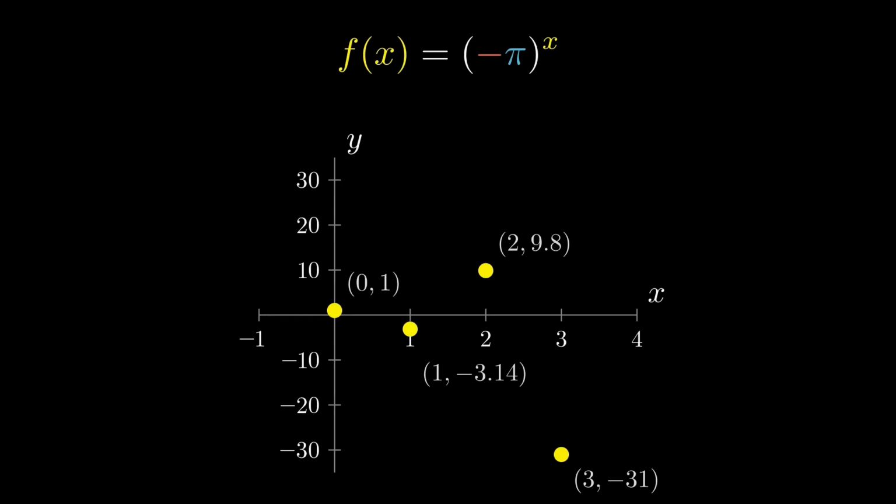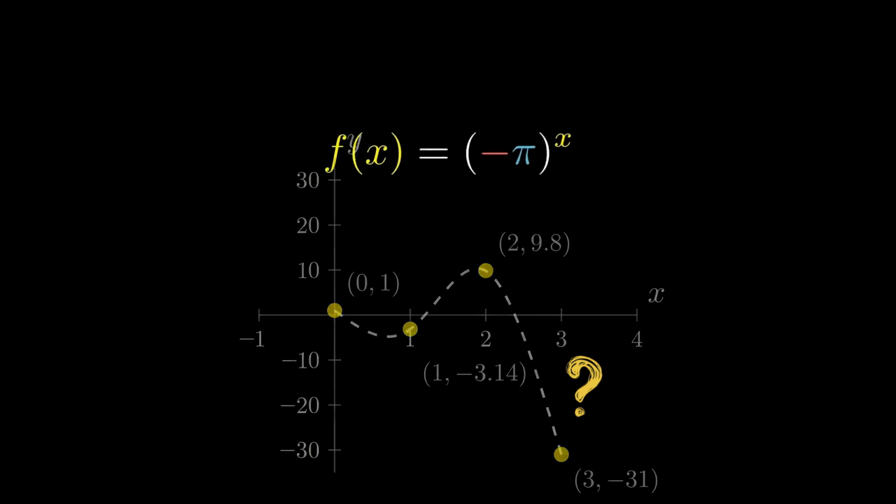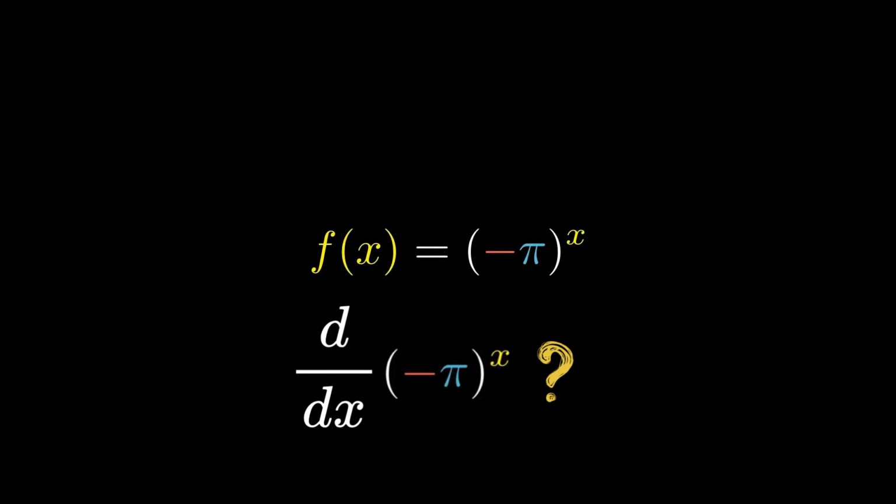Here, negative pi raised to x doesn't form a normal real curve. Only the integer x values show real outputs. The dashed path is just a guess. The real behavior is hiding in the complex plane. So what curve connects those dots? And if this function is a glitch, what does its derivative even mean?